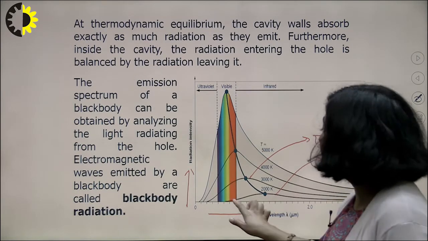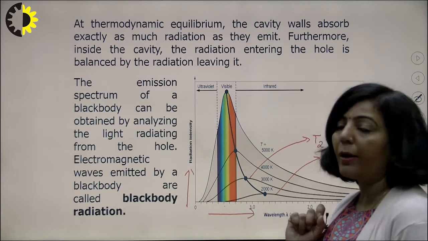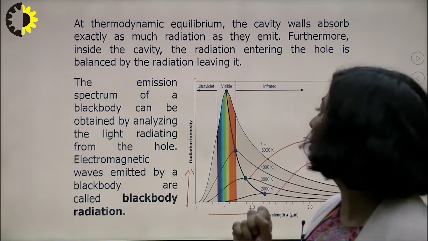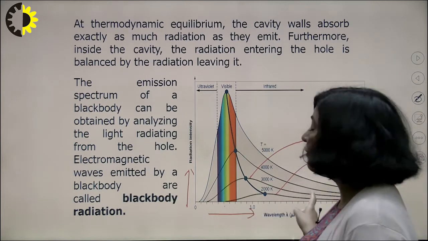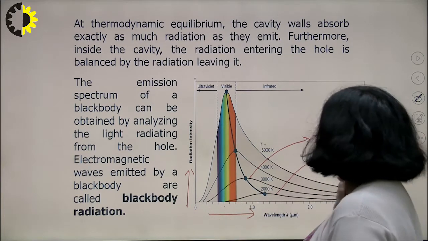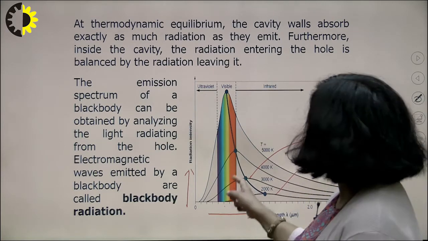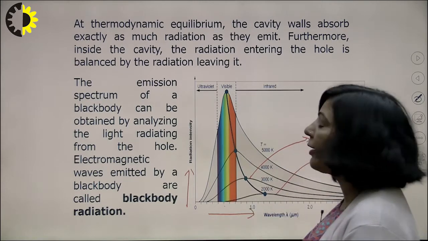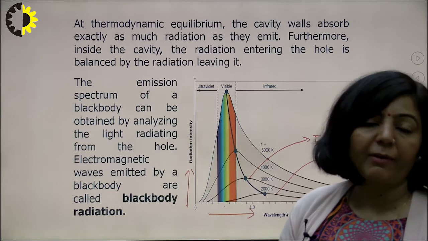At 2000 Kelvin, you can see at short wavelength the intensity is small. At long wavelength, again the intensity of radiations is small. If the temperature of the body is 3000 Kelvin, then again at short wavelength as well as at long wavelength, the intensity is small. Again at 4000 Kelvin, at short wavelength as well as at long wavelength, the intensity is low. It is true for each and every case.